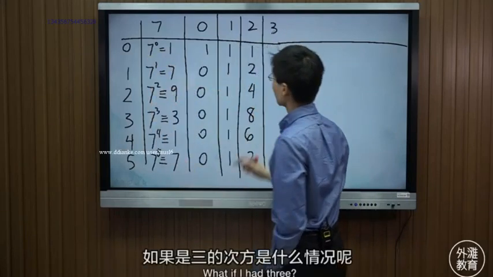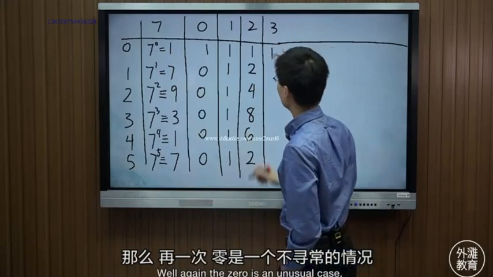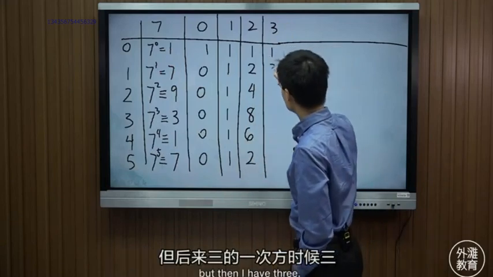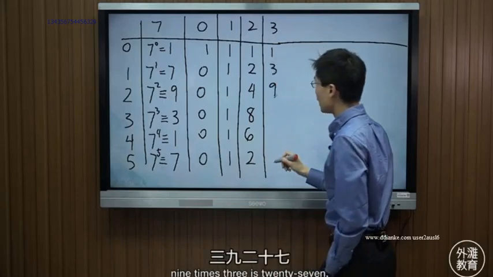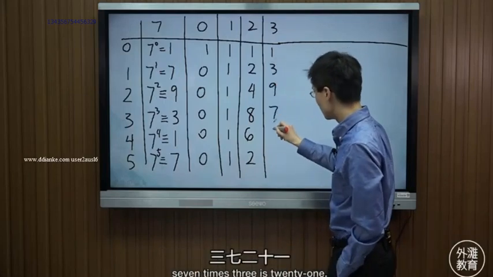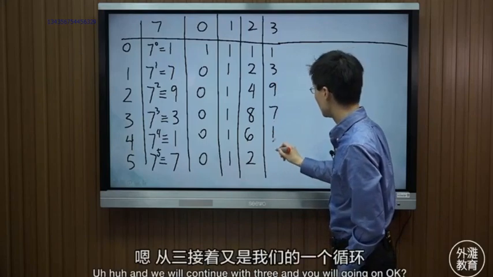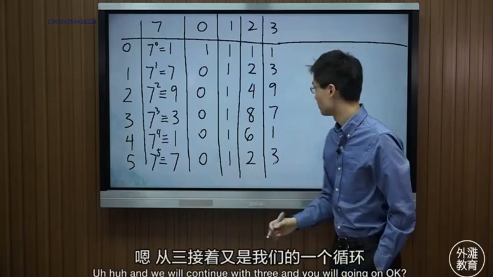What if I have 3? Well, again, 0 is an unusual case. But then I have 3. 3 squared is 9. 9 times 3 is 27. 7 times 3 is 21. And now it will continue with 3. And it will go on.